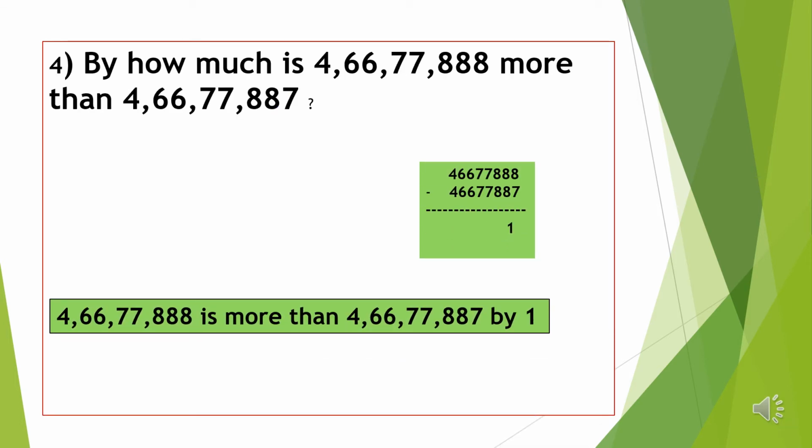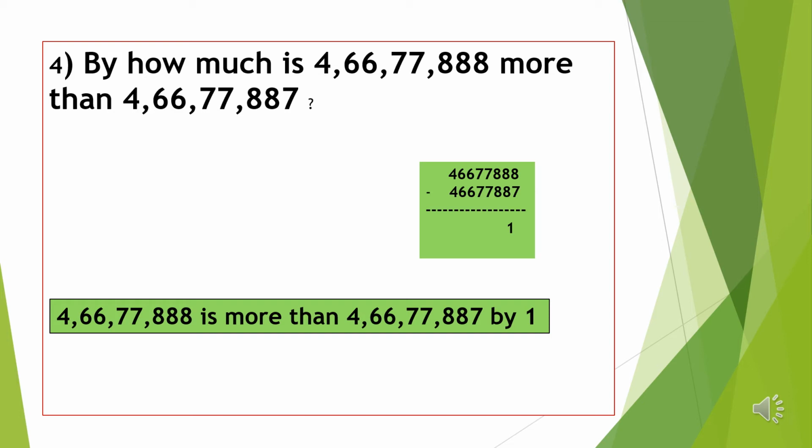Now all of you read question 4. By how much is 4 crore 66 lakh 77,888 more than 4 crore 66 lakh 77,887? What we want to find here? We want to find the difference between the two numbers. We want to subtract the small number from the big number. So all of you take your practice notebook and write both the numbers and find the difference. What we are getting here? We will get 1. The answer we are getting is 1.